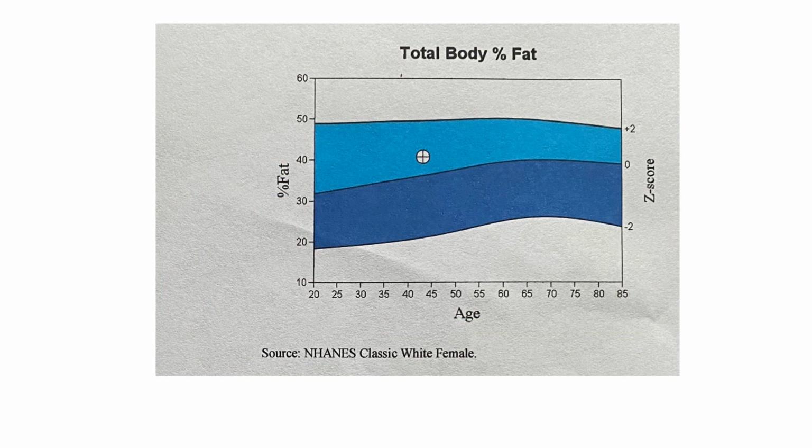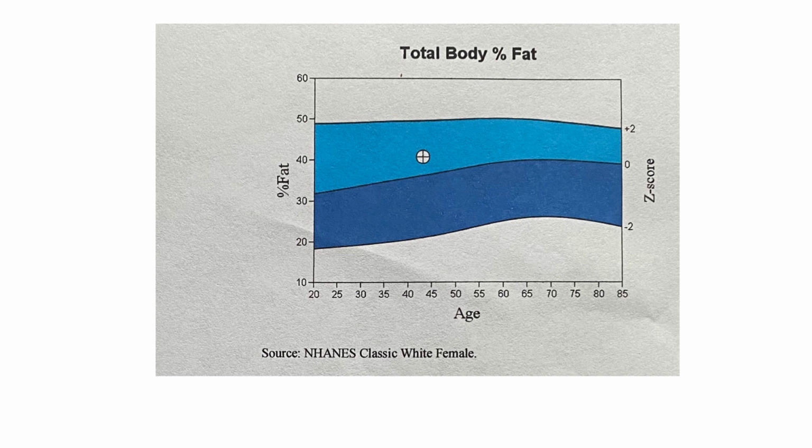It says total body fat percentage, and then a dark blue line on the bottom, and then a lighter blue line on the top. And somewhere in and around there, you should see a little white circle with a hash mark in the middle, or a cross in the middle. And that data point is you.